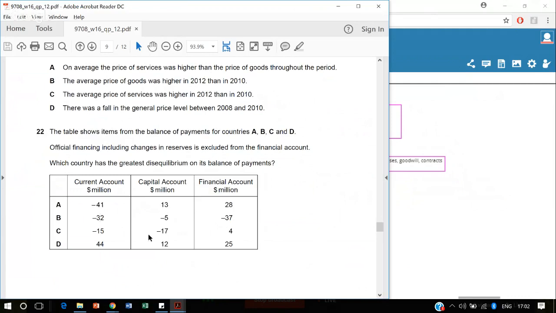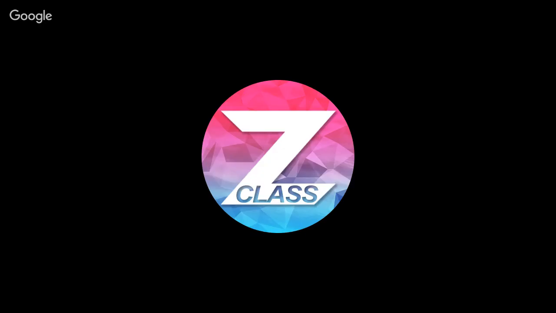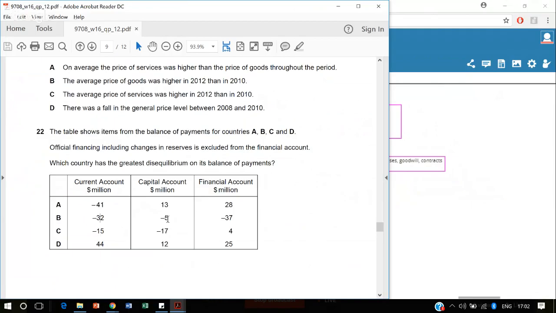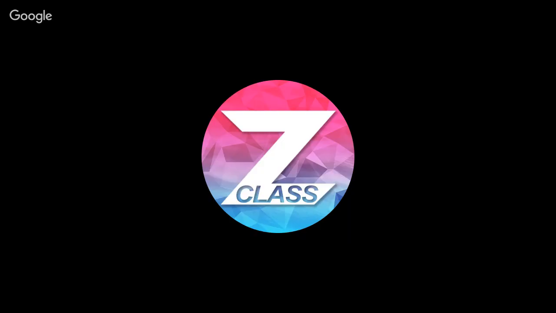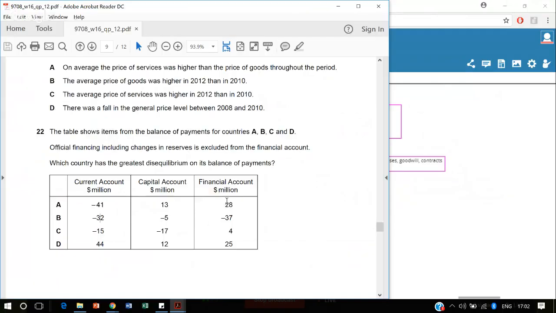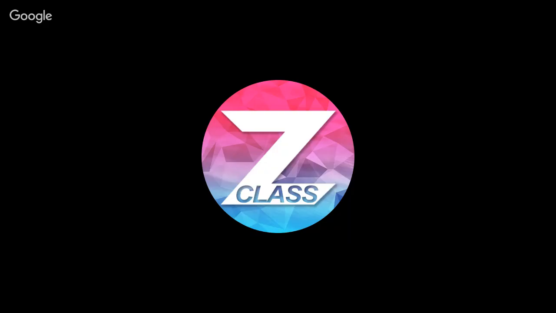Now, country B, minus 32 on the current account, minus 42 on the capital and financial account. Minus 74 overall on the balance of payments, right? So that's how much net errors and omissions is going to have to account for.